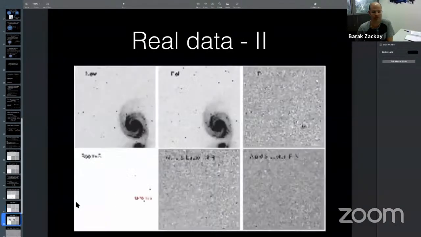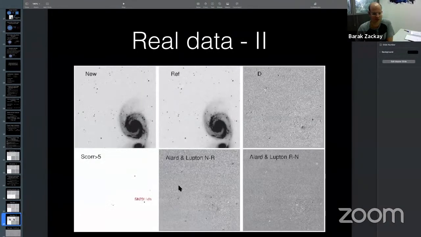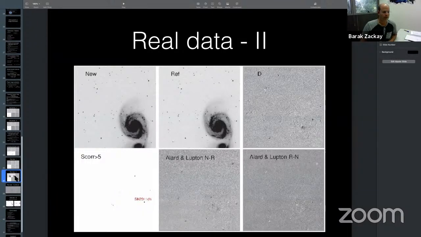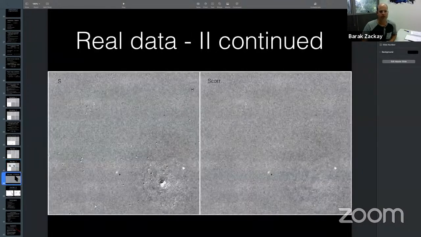So on real data, you can find some, good. This is the image we like to show because it has a supernova. And you see the galaxy is basically out, and the S corrected has nothing to detect at the center of this galaxy, which is going to be very hard if you try any image subtraction. Good. Okay.